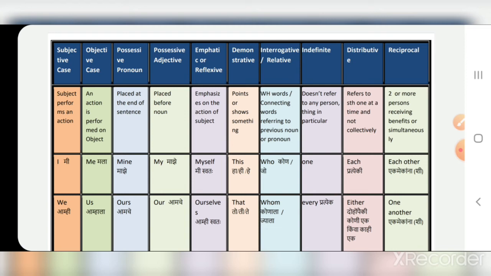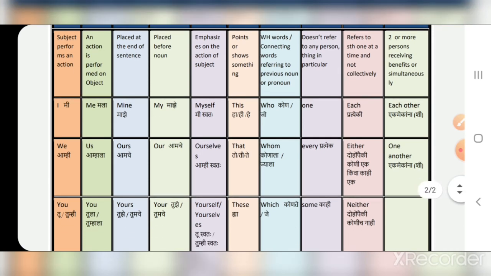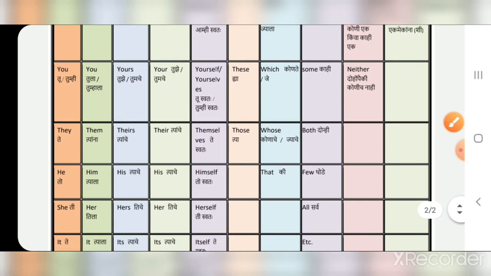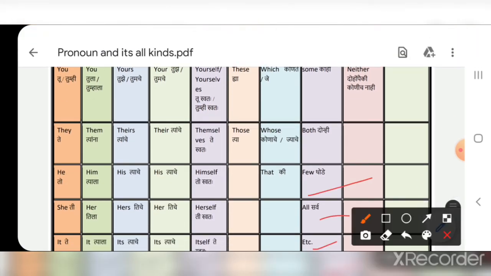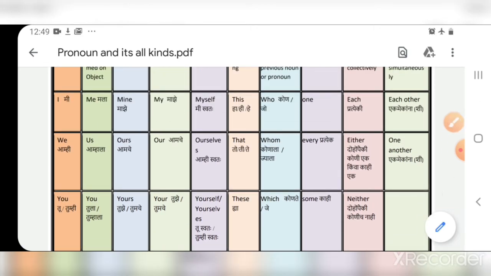Now next one is indefinite. Indefinite pronouns are, as the name suggests, not definite pronouns. That means they do not specify any particular person or thing. So let's see their examples. That is one, every, some, both, few, all, etc. Now here we use this in a sentence.